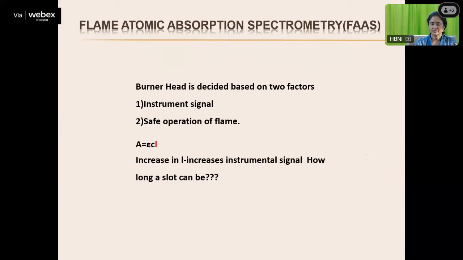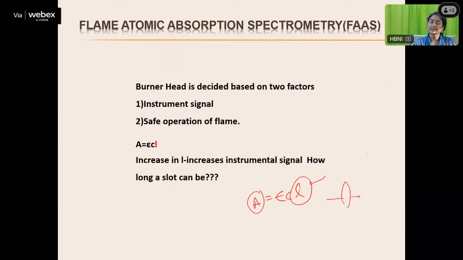Now, path length. In the case of a Bunsen burner, you see the path length is very less. As you know, absorbance equals epsilon CL. So if you increase the L, that means your absorbance will increase. That means you can go to lower and lower levels of analyte.